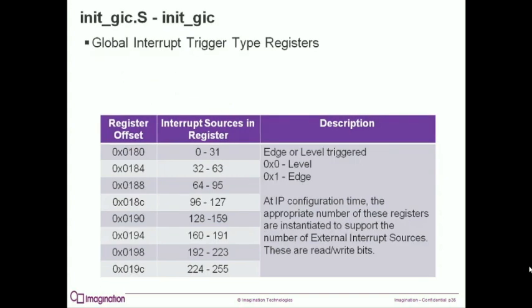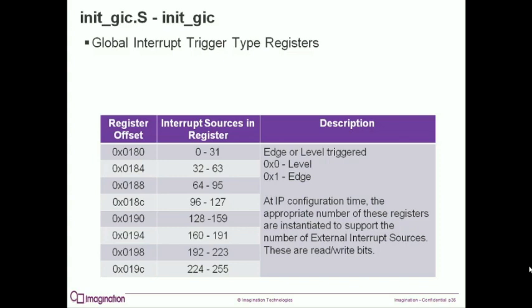There is a set of registers that configures the trigger type of the interrupt. Setting the corresponding bit causes the interrupt to be treated as edge signaling. If the bit is cleared, the interrupt is level signaling.